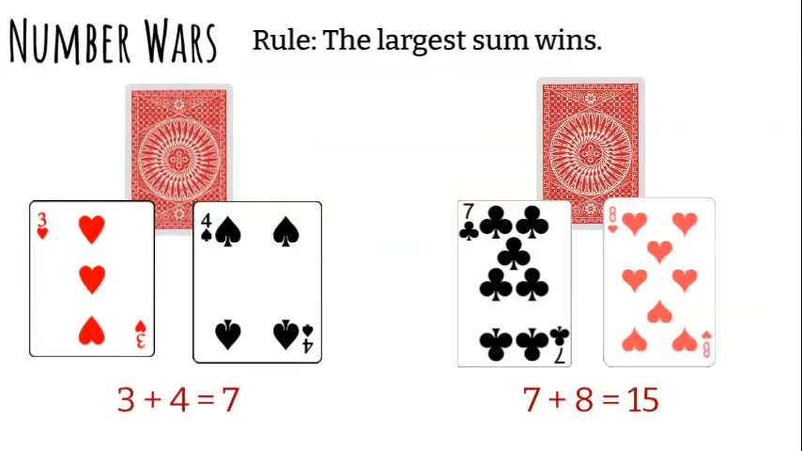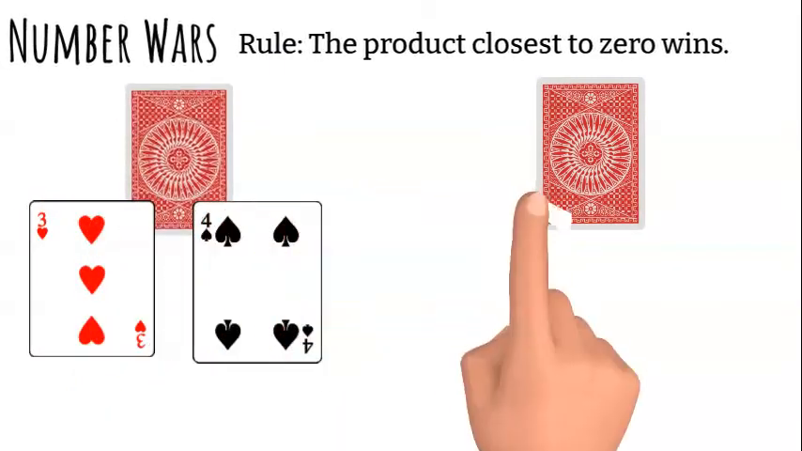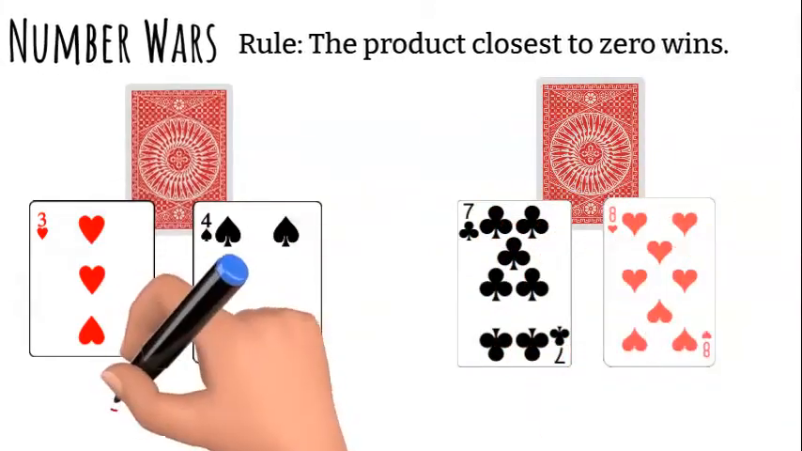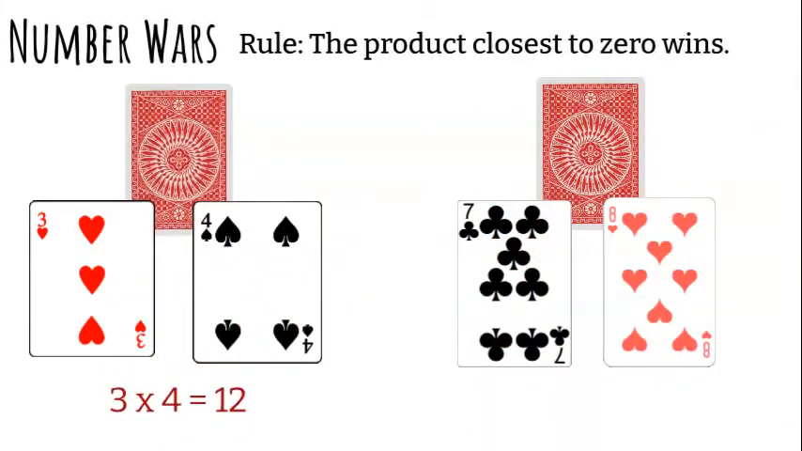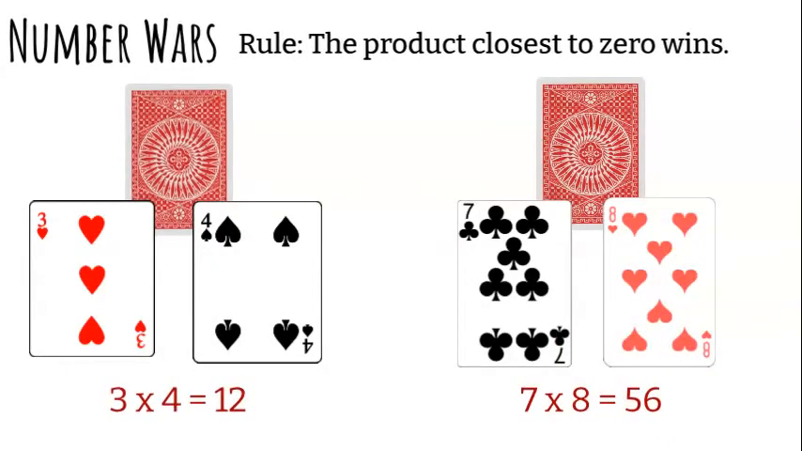Let's assume we were playing this game with multiplication. In this case, the rule will be product closest to 0 wins. Player 1 would have multiplied the 3 and the 4 to get a 12, and player 2 would multiply the 7 and the 8 to get 56. In this case, 12 is closer to 0, so player 1 would win this round. The game continues until one player runs out of cards.